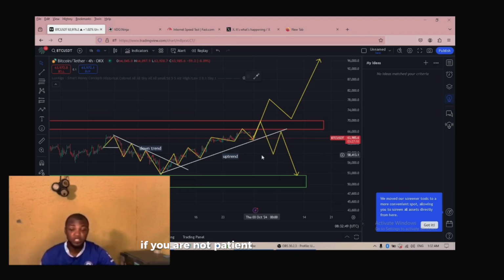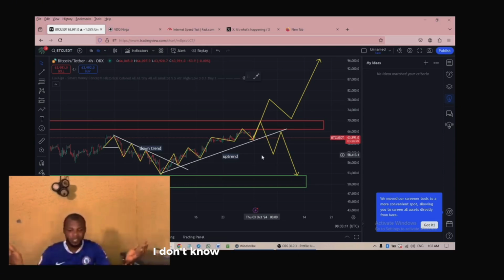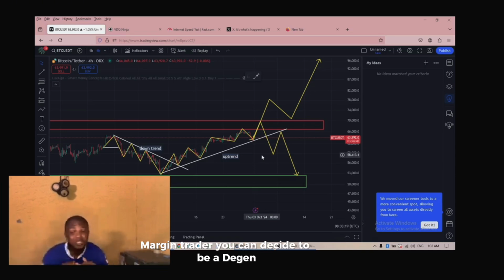If you are not patient enough to wait for the market, you may end up losing more than you initially wanted to invest. There are different kinds of investors. You could be a sports trader. Crypto is very wide, it's super wide. You can decide to be a sports trader, you can decide to be a futures trader, margin trader, you can decide to be a DJ.